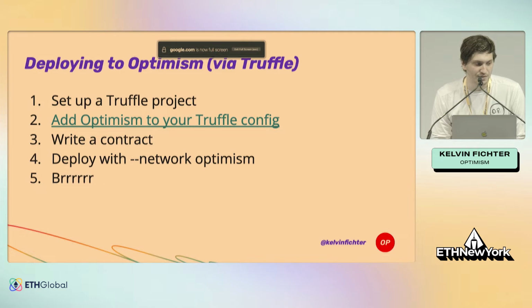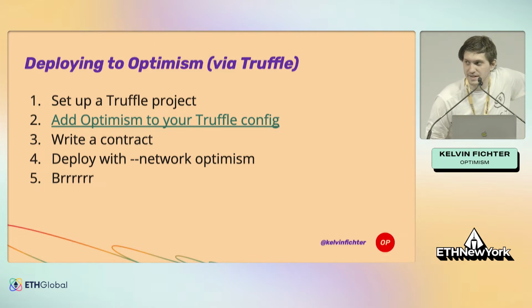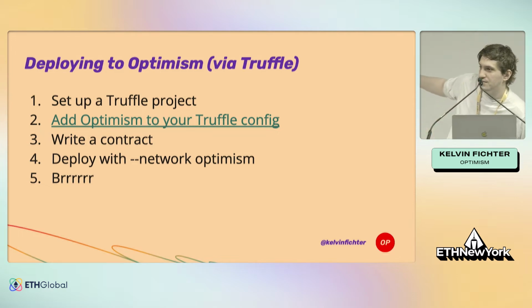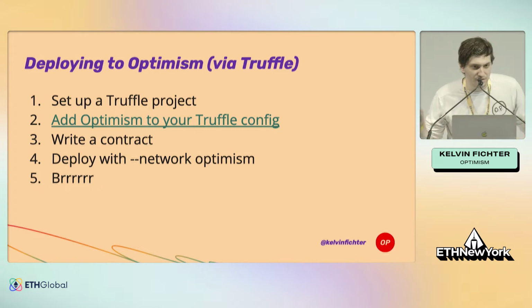Same deal with Truffle. That same page, community.optimism.io, tells you how to add it to your Truffle config. It's really easy. You just write a contract, then deploy with --network optimism, just like you would if you were deploying to Polygon, or to a testnet or whatever. You just specify a new network. That's because we did a lot of work to make sure that it was fully what we call EVM equivalent. It just runs Geth under the hood.